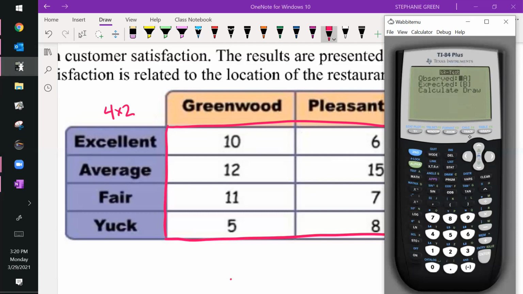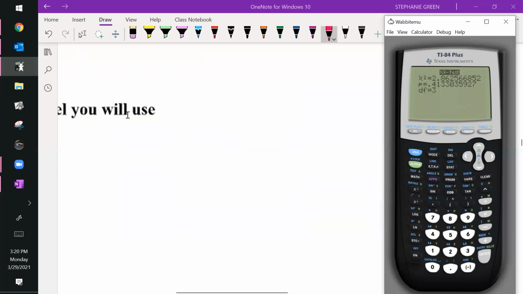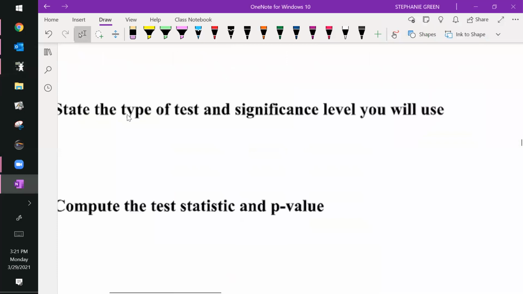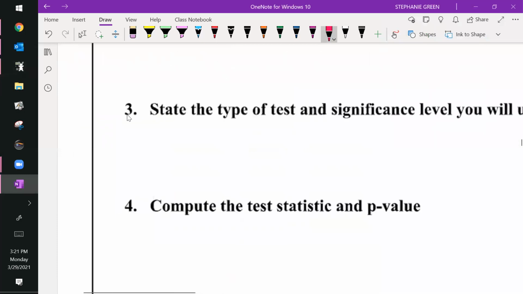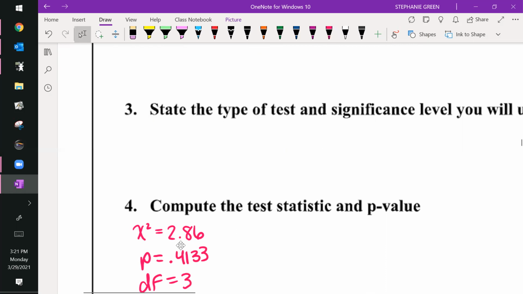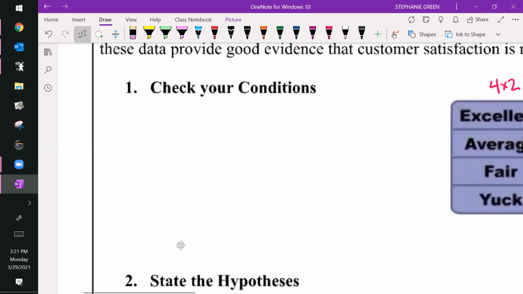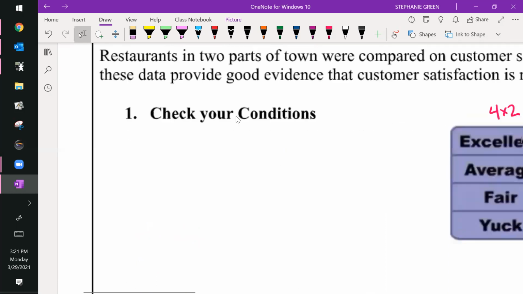Oop. Observed as an A again. Expected can go in B again. That's fine, so we're done with what's in there. Calculate. There's that information before it goes away. Let's write it down in step 4. All right. So that's for future use. Writing that down while it's handy. Let's go back up to part 1, checking our conditions.